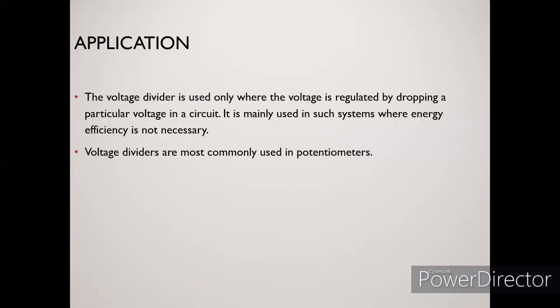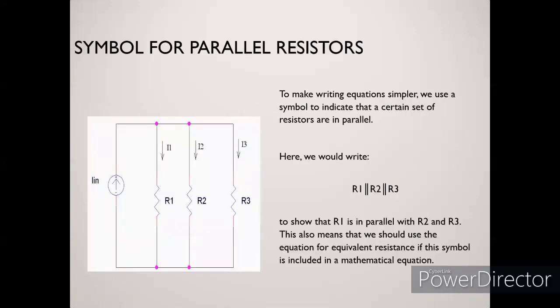For the application, the voltage divider is only used where the voltage is regulated by dropping a particular voltage in a circuit. This is mainly used in systems where energy efficiency is not necessary. Voltage dividers are most commonly used in potentiometers. Moving on.